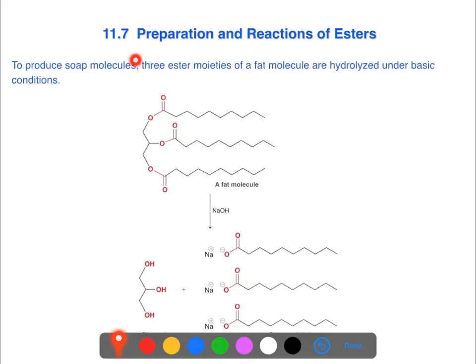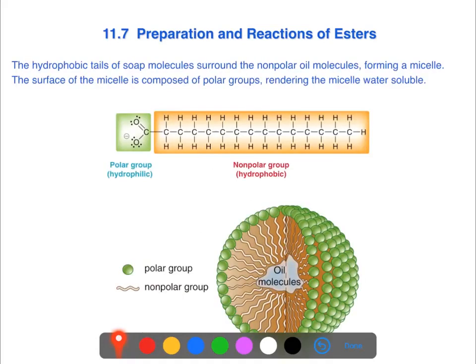We start with fat molecules that contain 3 ester functionalities, and under basic conditions, these ester moieties are hydrolyzed to give us carboxylates. So as you may know, how soap works is that the hydrophobic tails of those sodium carboxylates surround the nonpolar oily molecules by forming micelles. And the surface of the micelle is composed of those polar carboxylate groups, and that renders the micelle water soluble. And as a result, oily molecules are encapsulated in these micellar structures, and they are washed away down the drain.